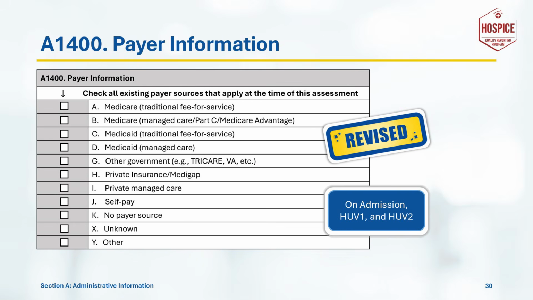Now let's look at another existing item. This is A1400 payer information. This item is currently in use, and the only revision made here is that the word payer was changed from payor with an O. This was done to align with the spelling used for the same item in the other post-acute care settings. This item has also been added to the new HUV item sets, just in case there is a change to the payer that can be captured during those visits.